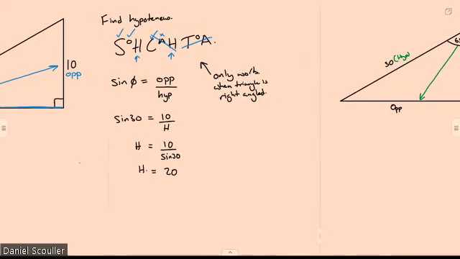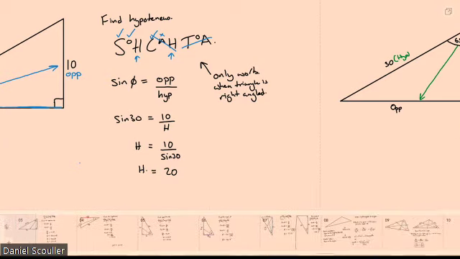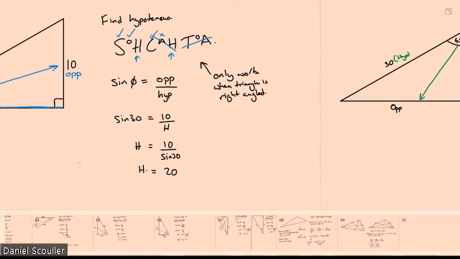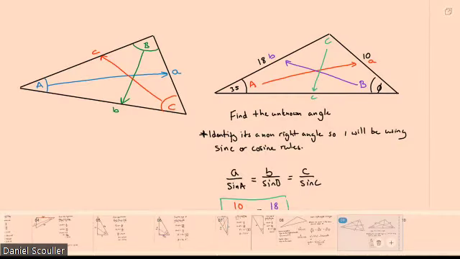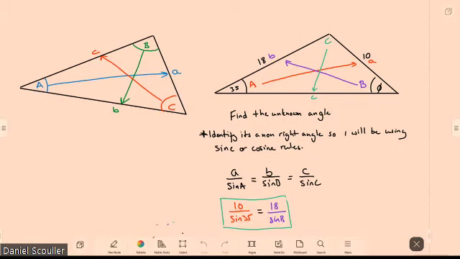How would you know to rule it out? Because we've not got any information for it. There's no numbers for either that angle or that side, so there's nothing we can find out there.